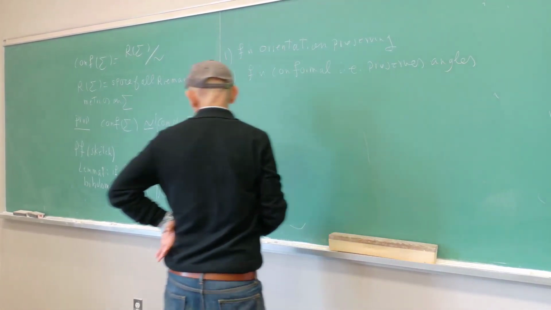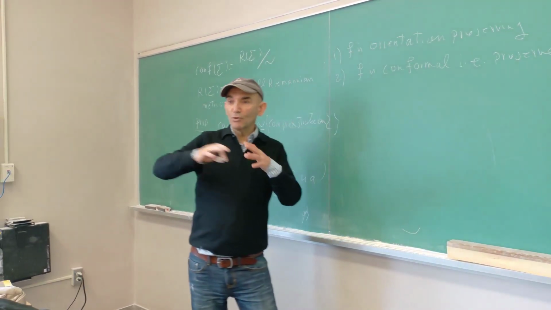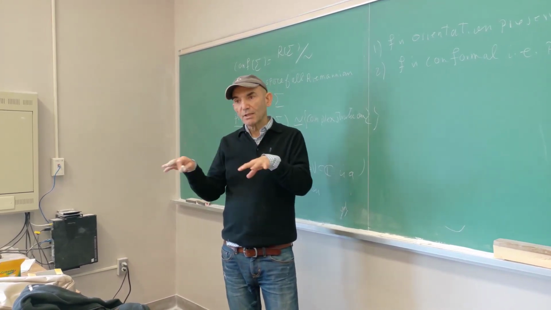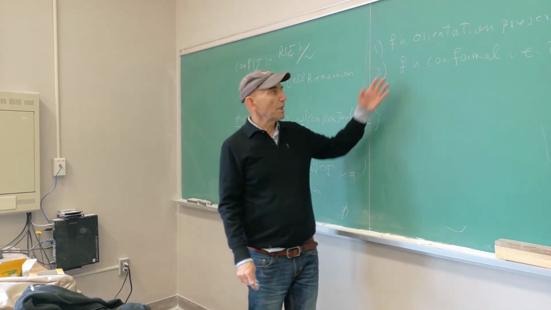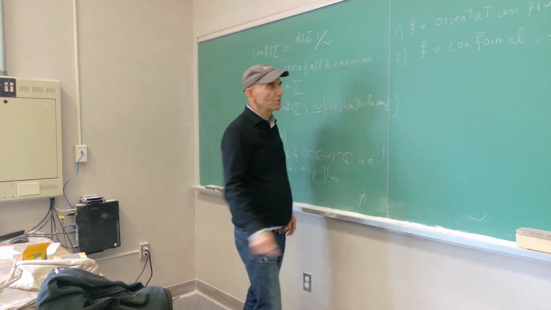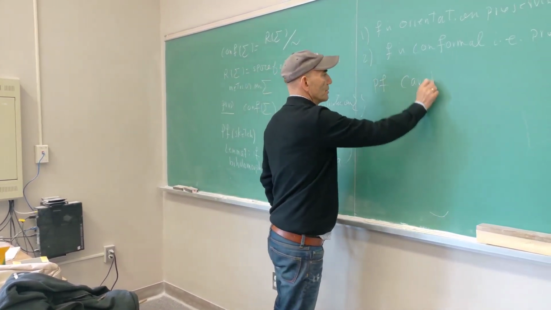So a biholomorphism between domains need not preserve the metric, but it is conformal, it preserves angles. And this easily follows from the Cauchy-Riemann equations. Just to prove it, the Cauchy-Riemann equations.